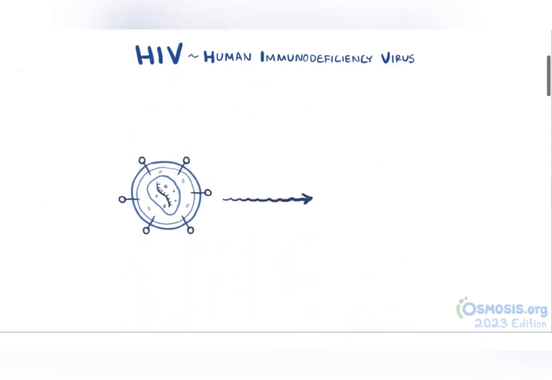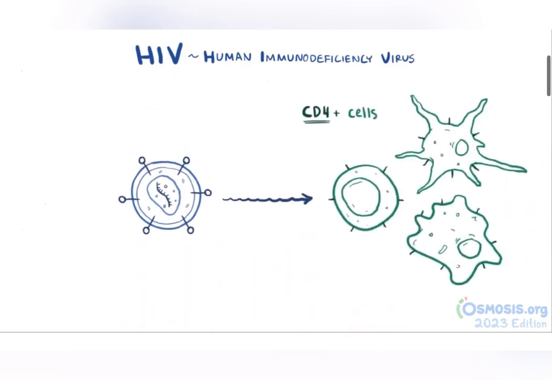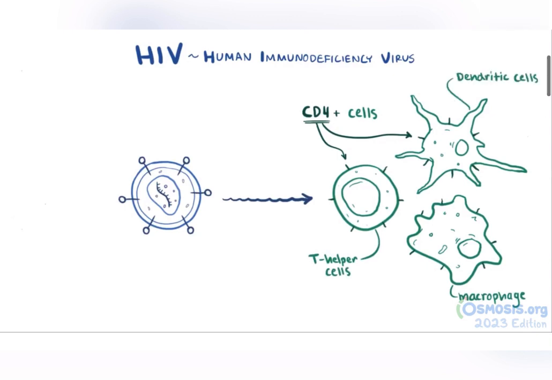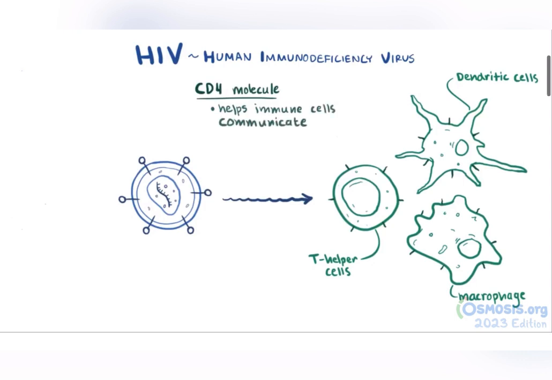Alright, HIV targets CD4 plus cells, meaning cells that have this specific molecule called CD4 on their membrane. Macrophages, T helper cells, and dendritic cells are all involved in the immune response and all have CD4 molecules. Therefore, they can be targeted by HIV. The CD4 molecule helps these cells attach to and communicate with other immune cells, which is particularly important when the cells are launching attacks against foreign pathogens. So this little molecule is pretty important for our immune system. But it's also extremely important for HIV.